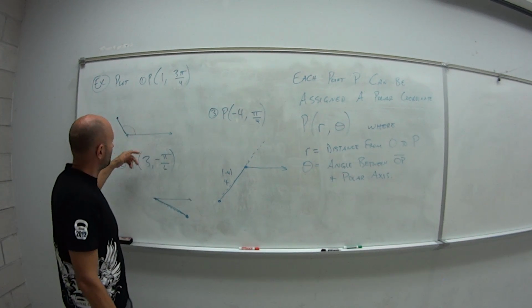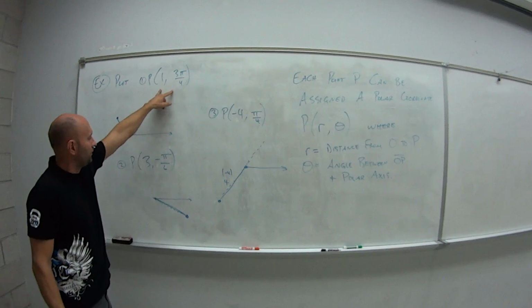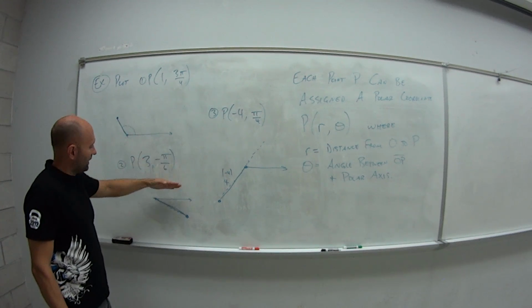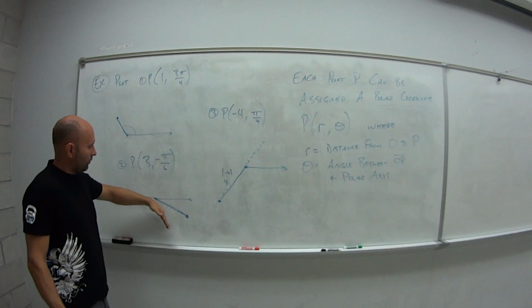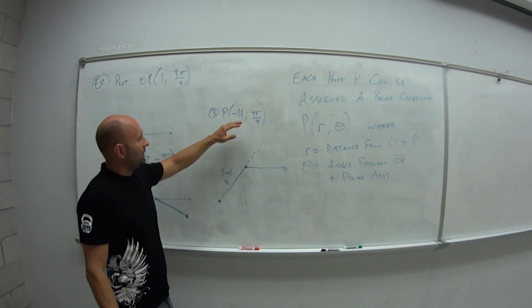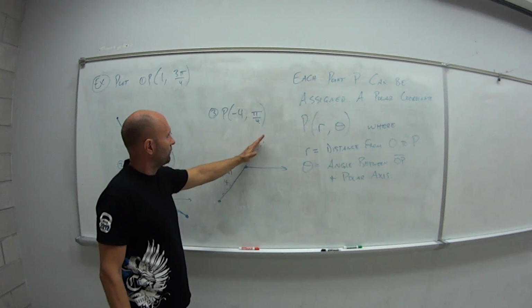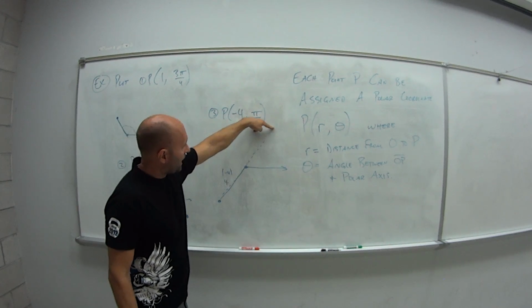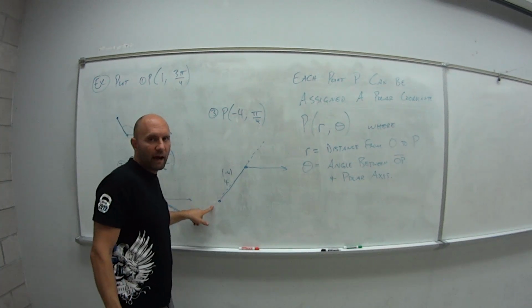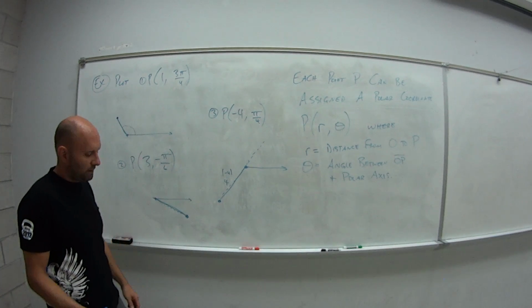So that's the 3 different possible cases. Both are positive. When theta is negative, it means we're just going clockwise with our theta. But then this is the tricky one for people. So we move theta to start with, pi over 4. But because r is negative, I'm not moving out this way, I'm moving the opposite direction. So that gives me that picture there.